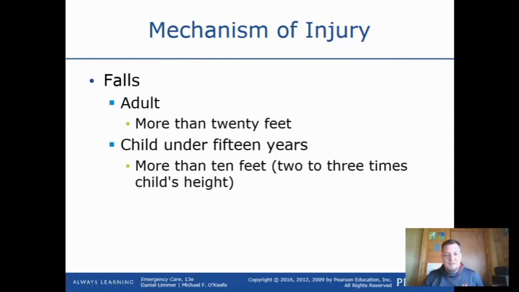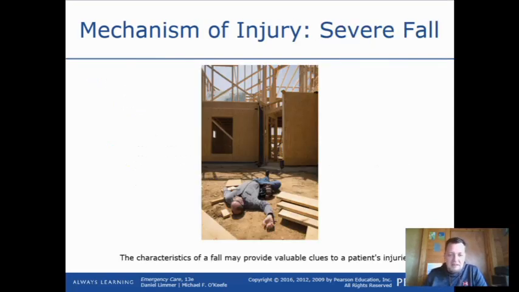So falls for a mechanism of injury. For an adult, it's anything more than 20 feet, and for a child, it's anything more than 10 feet or 2 to 3 times the child's height. Okay, those are significant falls.